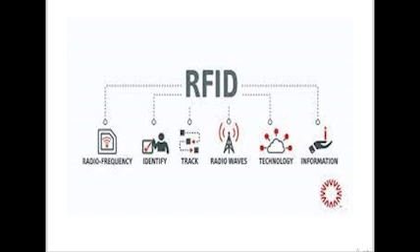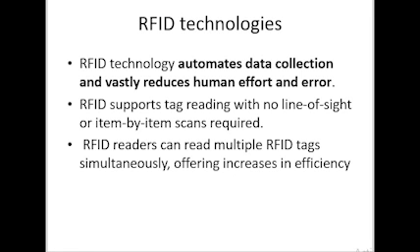You can track the identification of devices using radio wave communication technology, and it also uses information technology. RFID technology provides automatic data collection and basically reduces human effort and error. It supports tag reading without line of sight, unlike item-by-item scanning. RFID readers can read multiple RFID tags simultaneously, offering an increase in efficiency.